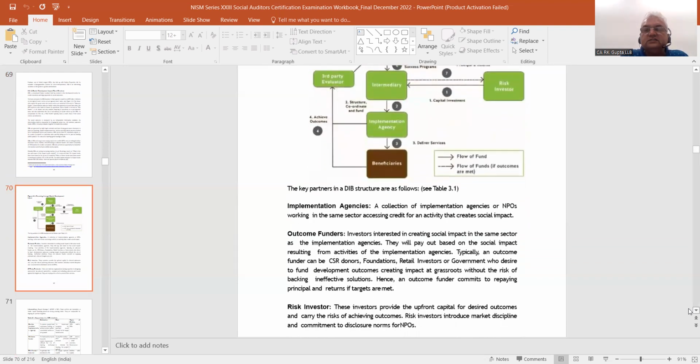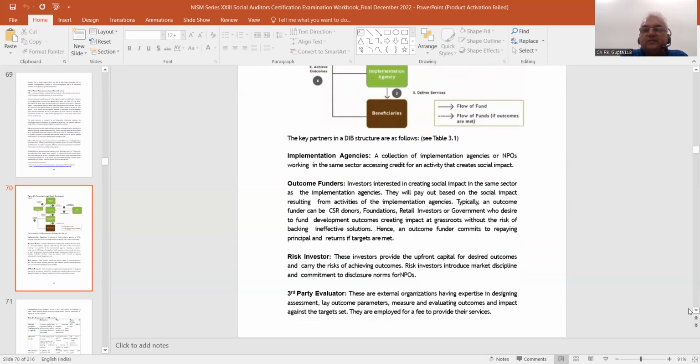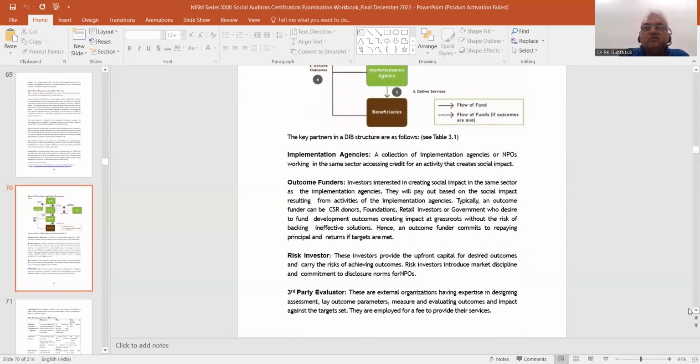Now implementation agencies, a collection of implementation agencies or NPOs working in the same sector, accessing credit for an activity that creates social impact. So these implementation agencies are basically the social enterprises. So it is a collection or a conglomerate of implementing agencies or NPOs which are working in the same sector. Then outcome funders. Outcome funders we've already seen.